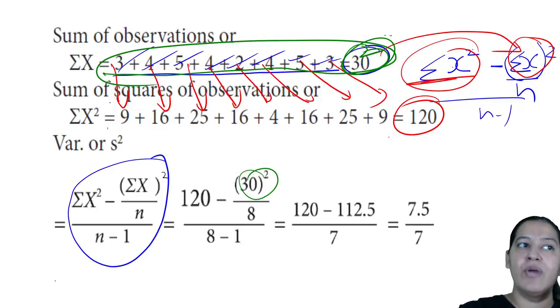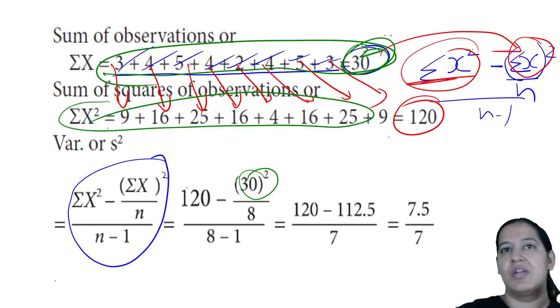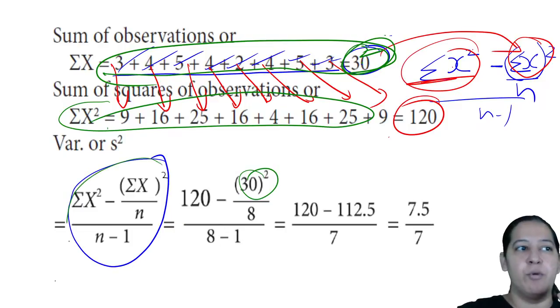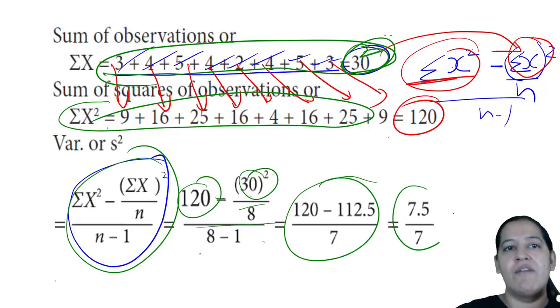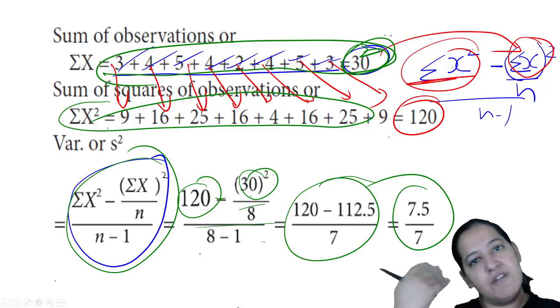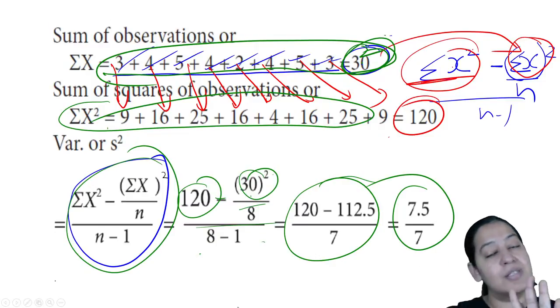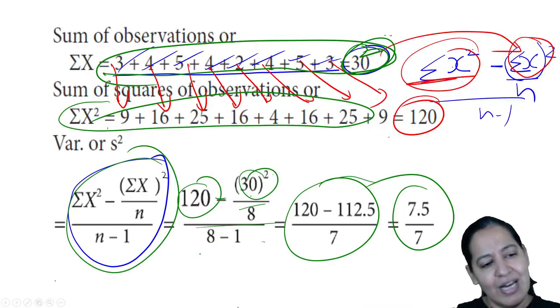And here I am doing first square, then doing the summation. So I found out both the values. I will put it in the formula. So this is 120 minus 30 ka square upon 8, whole upon 8 minus 1. So this is how I will calculate it. Answer will be same whatever method I will apply. In this method, there is no need to calculate the mean. It is a relatively easy method.